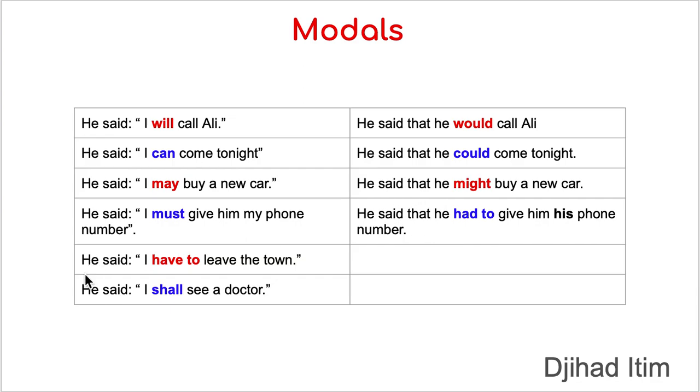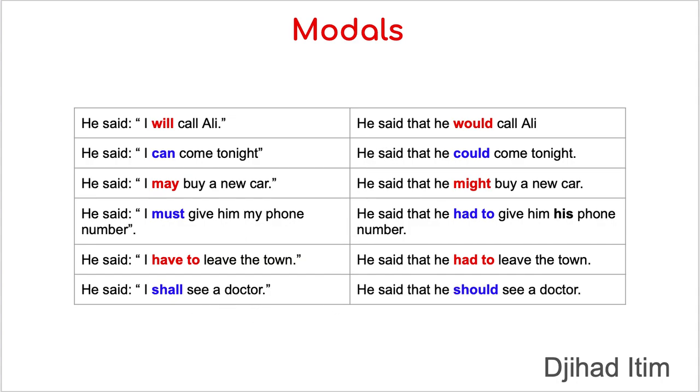Here we have: he said, "I have to leave the town." The town, we say the town or the city. Here we can say, he said that he had to leave the town. So from "have to" or "must" to "had to," and from "I" to "he." Now we move to the next one. He said, "I shall see a doctor." And here we say, he said that he should see a doctor, from "shall" to "should." That's it for the modal verbs.